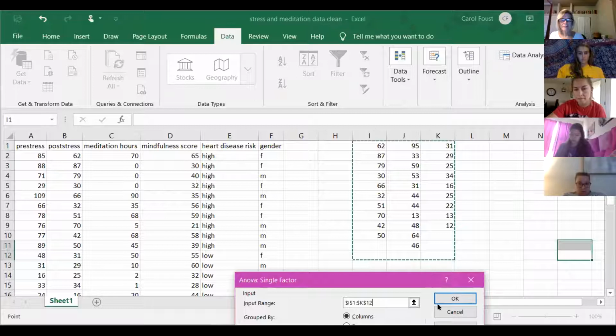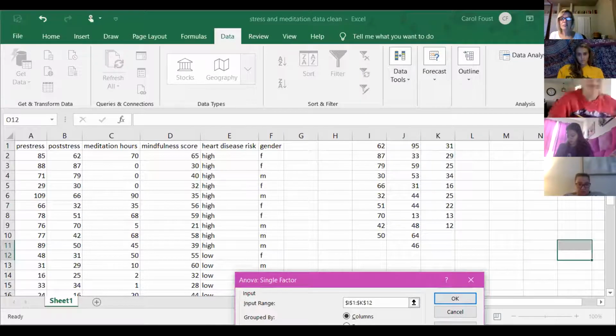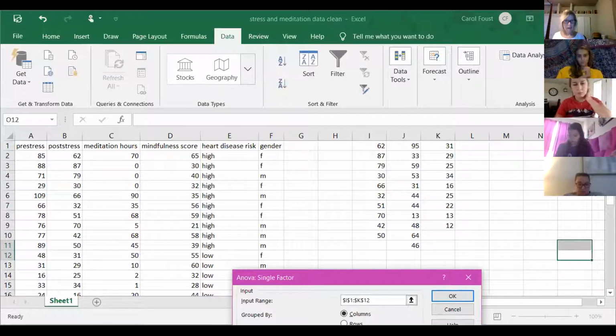Okay. And then tell it where to put it. Then you would have to read the results. So if I tell it to put it in M1, whoops, M1.